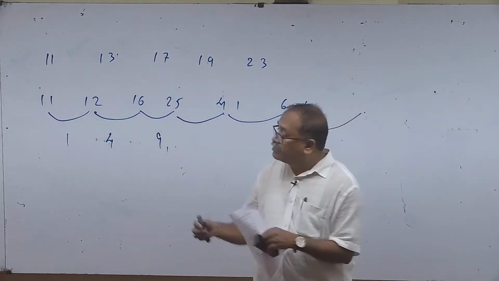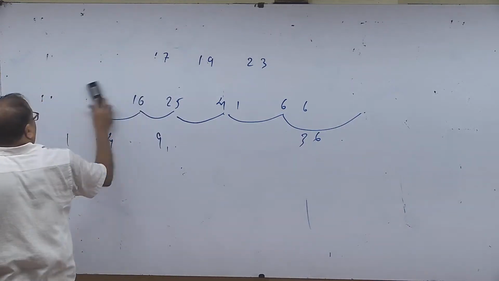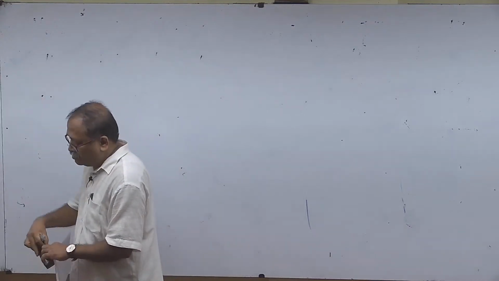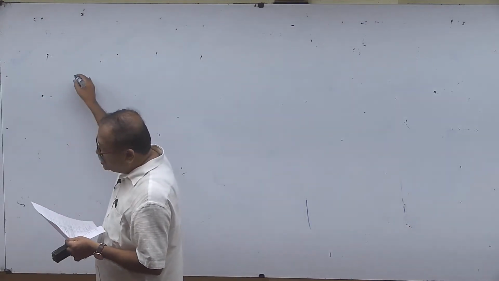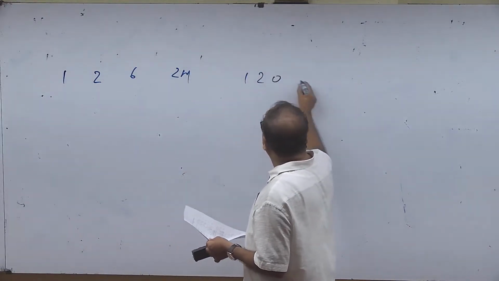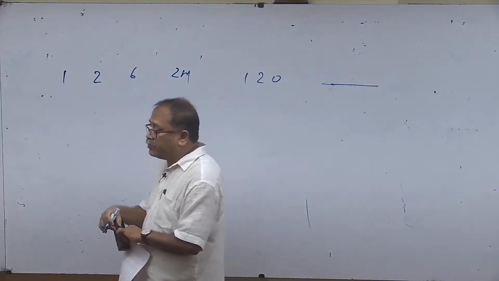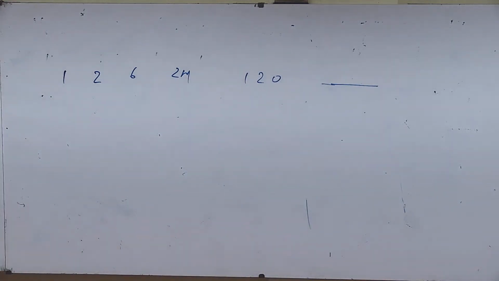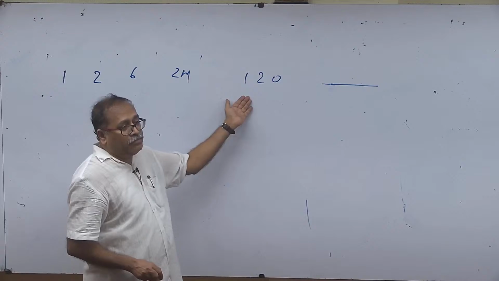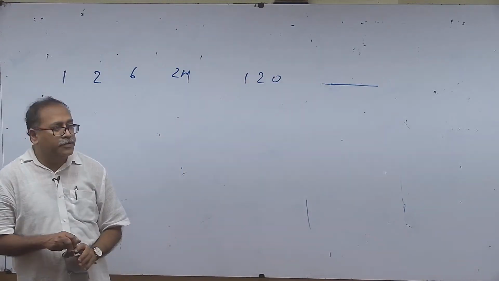Coming to question 7. Let me write down this 7. What is 7? 1, 2, 6, 24, 120. This is one of the easiest possible questions in multiplication. It's very clearly visible. Look at this one. Into 2, into 3, into 4, into 5, into 6, 720. Okay.